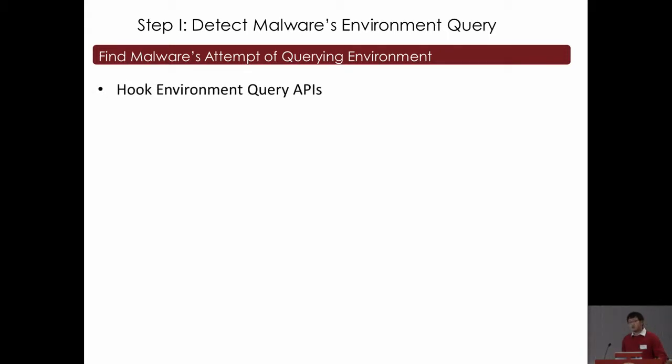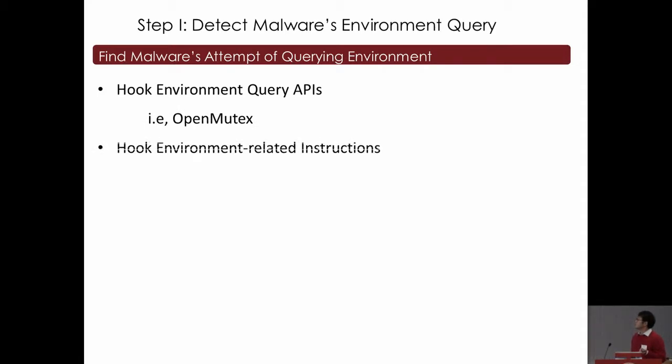We use several ways to detect this, because we think malware uses instructions to detect its running environment. The first way is that we hook a lot of environment query APIs. An example is OpenMutex, as I introduced before. The second way is that we find a lot of instructions that can be used to query environment information, like CPUID, which is a very famous one to query the time and the CPU frequency.